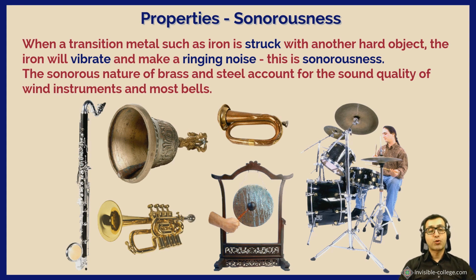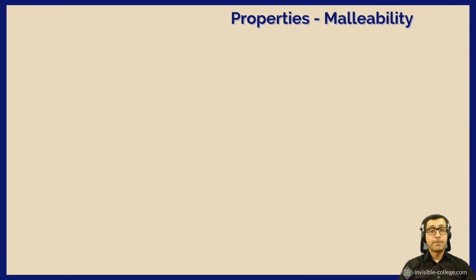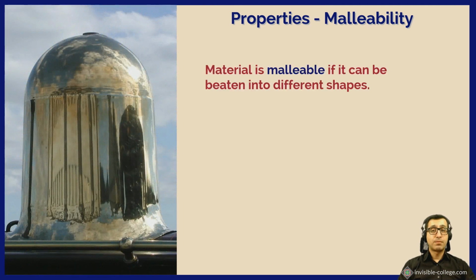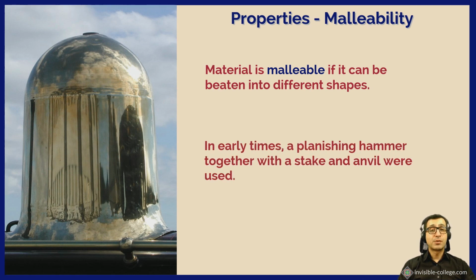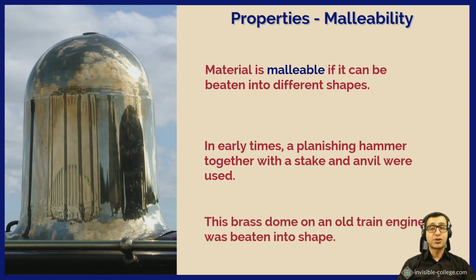Malleability is another property of metals, which allows them to be hammered into shape, and then they will retain their shape when you bend them and hammer them. And this is how bells were created. So in early times, a planishing hammer together with a stake and anvil were used to produce brass domes and bells like this brass dome on an old train engine. This was actually beaten into shape, which is actually quite amazing when you look at how smooth the surface looks.